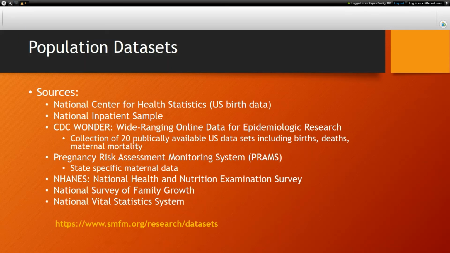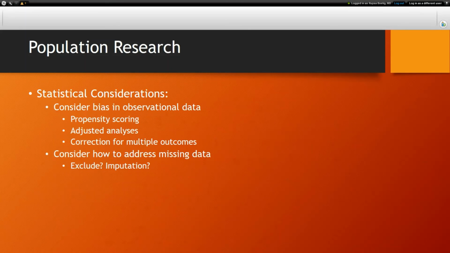I put this website here: the SMFM website has a long list of publicly available data sets, which may or may not require payment, but it's a long list. I just selected some here.